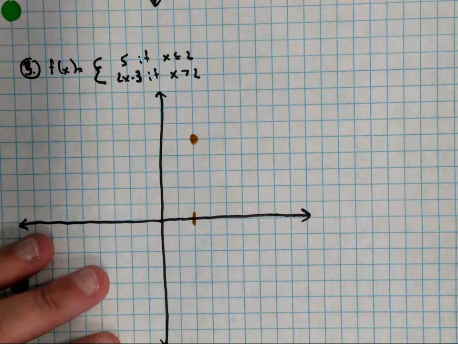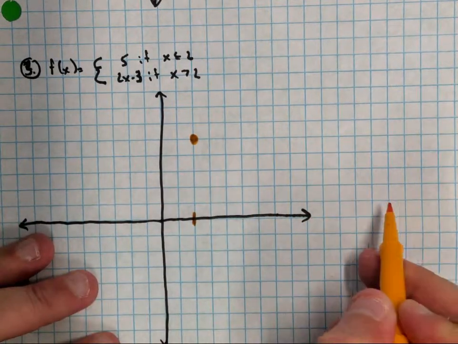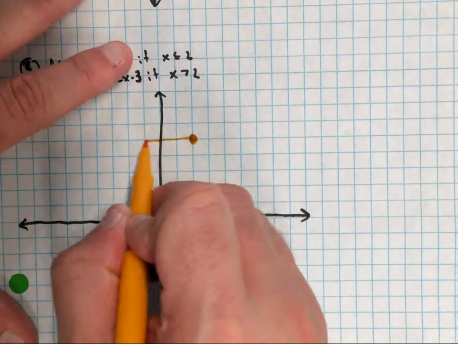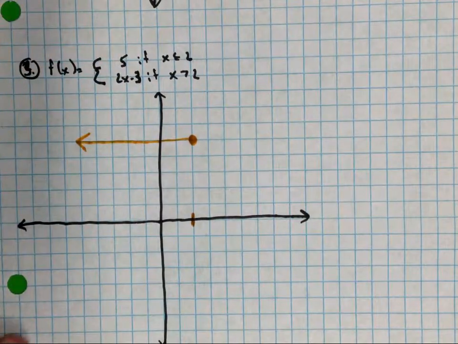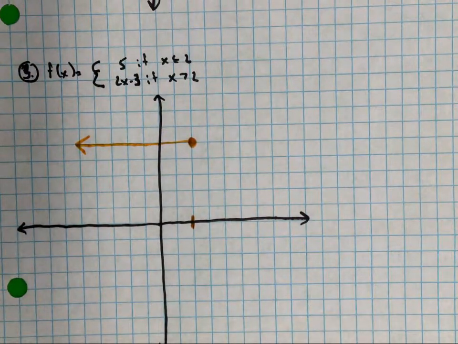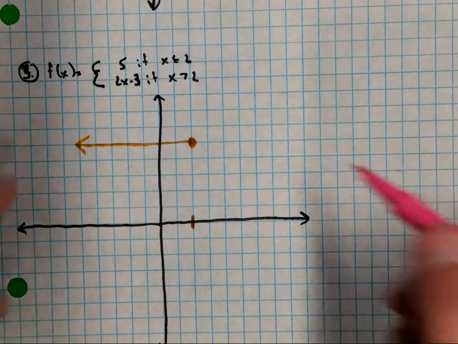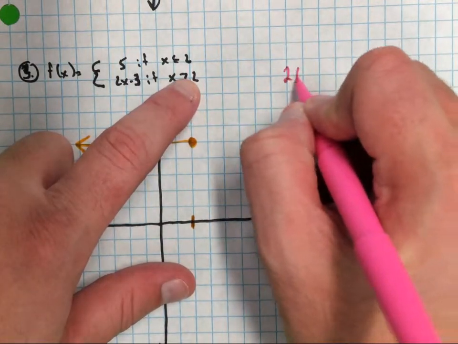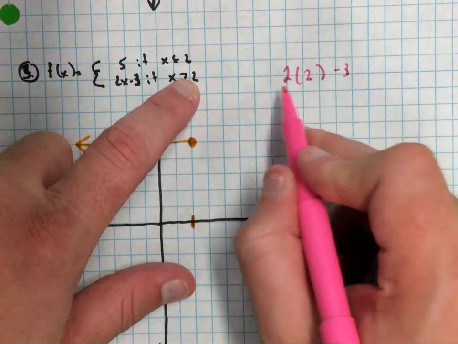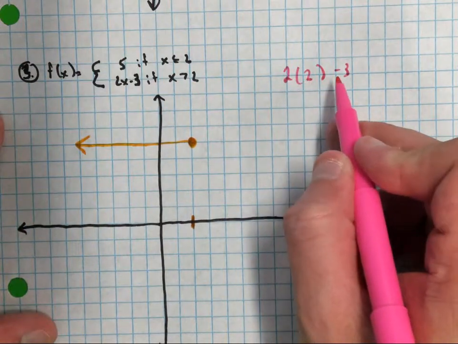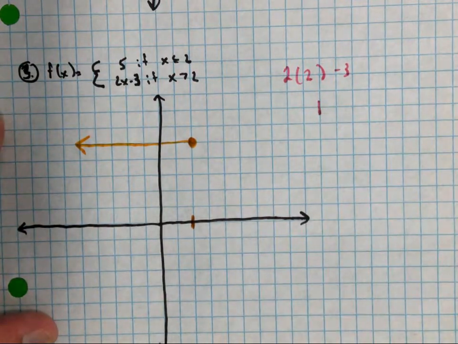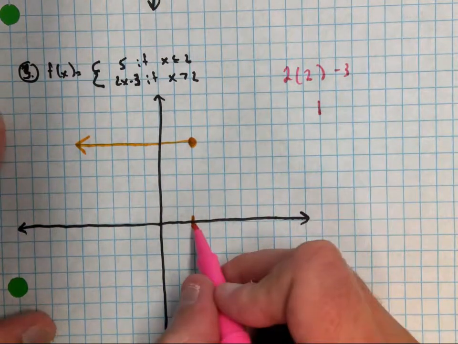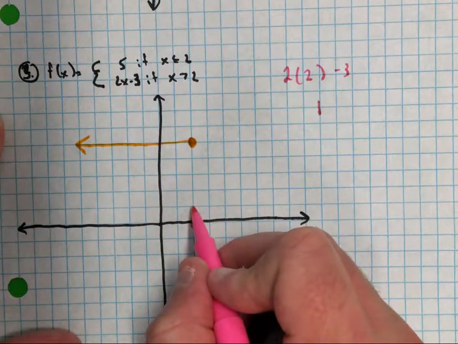It says for all x values less than 2. So is it to the left or to the right? Okay. Yes, so I'm going to draw a little line. Now, this second piece, I'm going to evaluate it at what number? 2. What's 2 times 2? 4 minus 3 is? So what point do I plot? 2, 1.